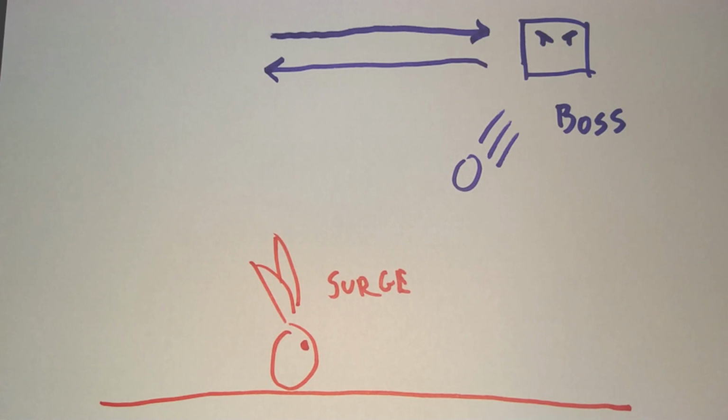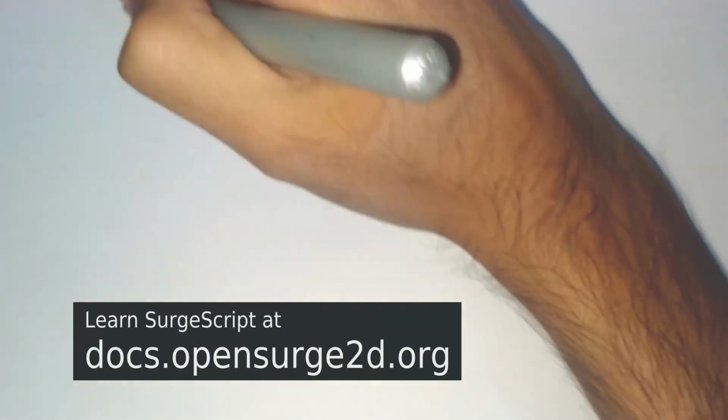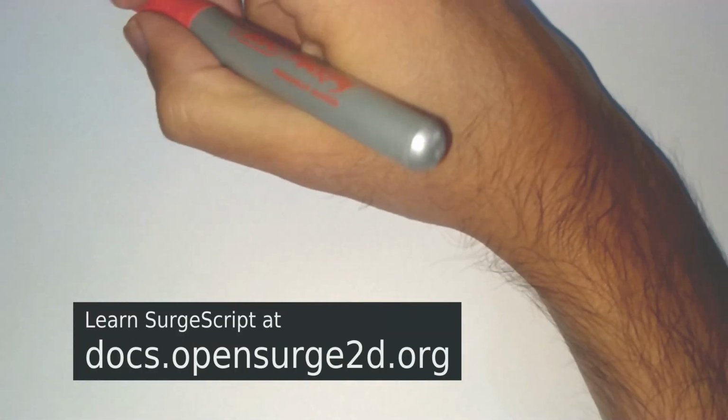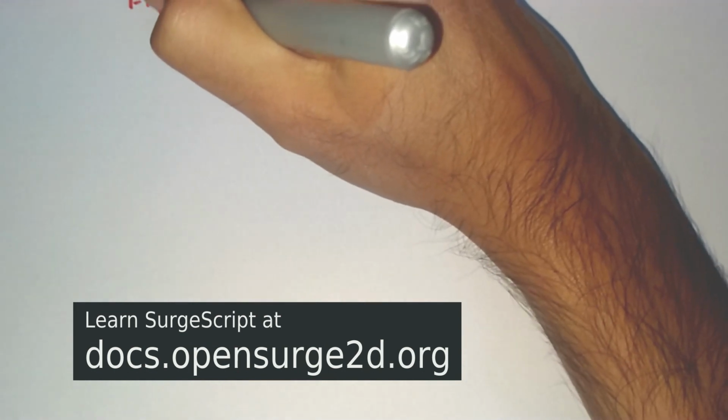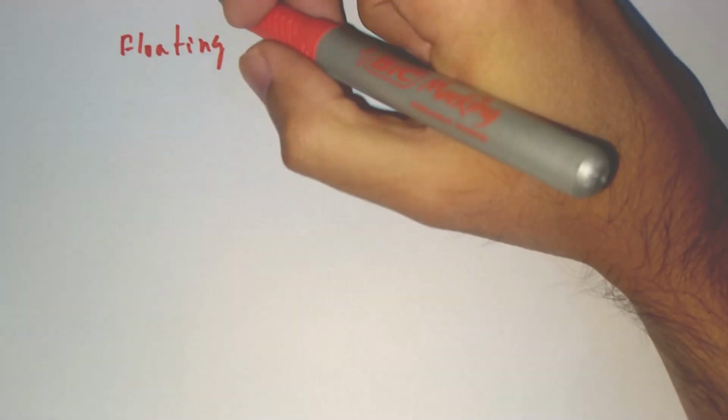Now, let's think about how to translate this idea into a state machine, so you can write this in SurgeScript later. State machines have states and transitions. They are such that only one state can be active at any given time. If you're not familiar with state machines yet, I suggest you take the SurgeScript course first. The boss will start in a state, say, floating on the right.